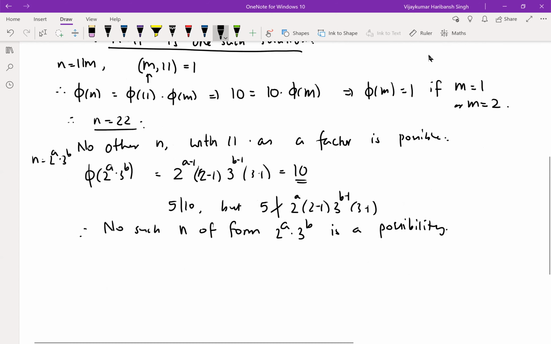Therefore, what do we get? n equals 22 or n equals 11. So these are the only possibilities.